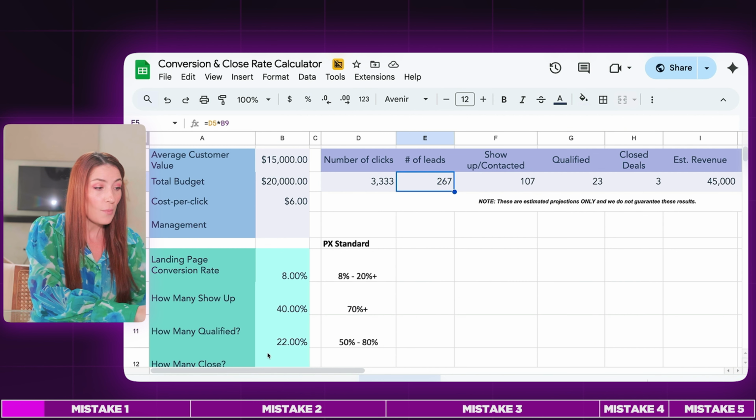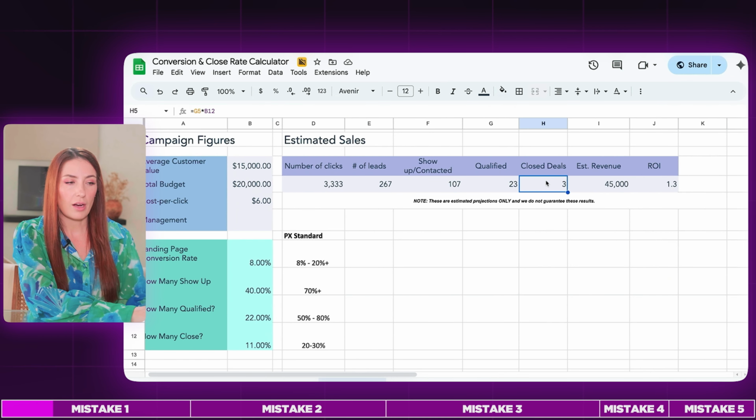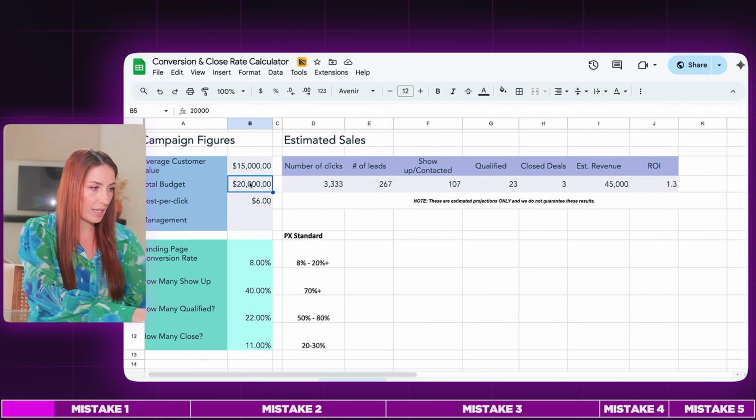But only 22% of those leads were actually qualified. So out of 107 conversations, 23 are qualified. And with an 11% close rate, wow, that was only 3 closed deals. All right, so 3 closed deals from 20K ad spend, not great, right? So yes, the CPL, cost per lead, was 75, but the CPA, cost to acquire, was over 7,000, closer to 8.